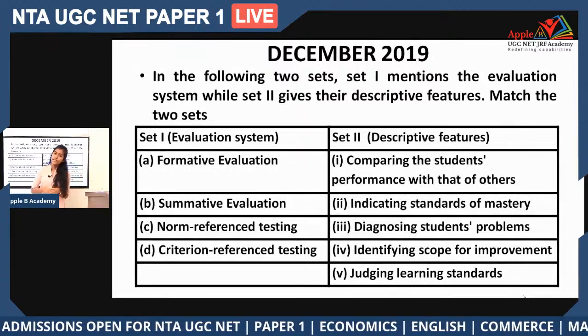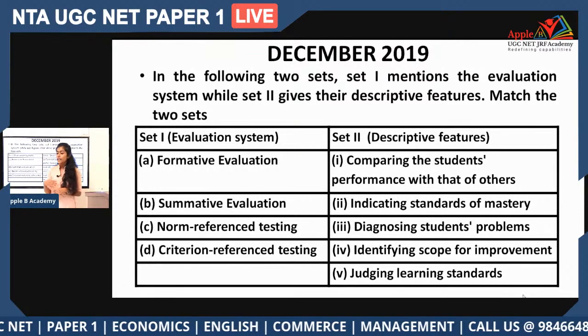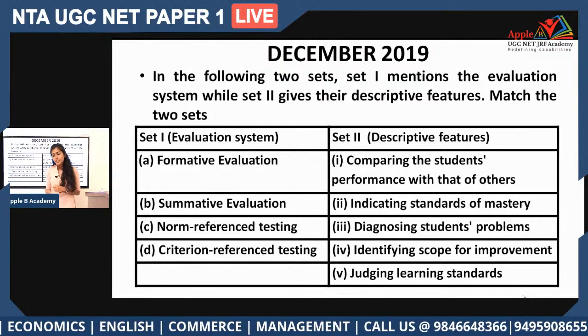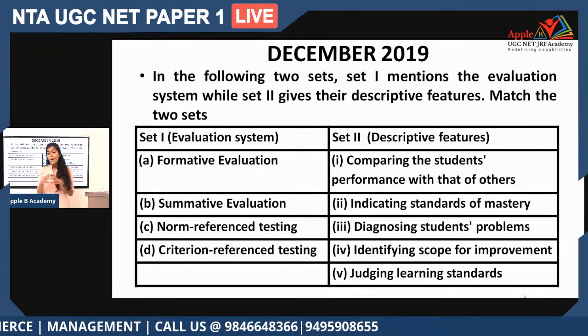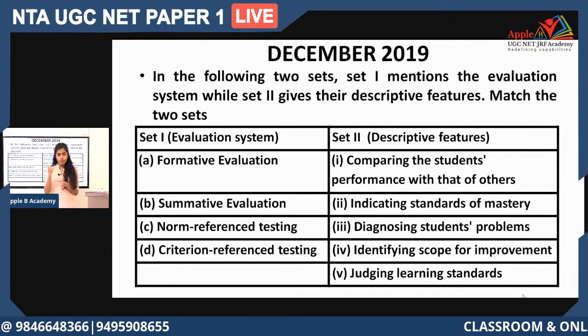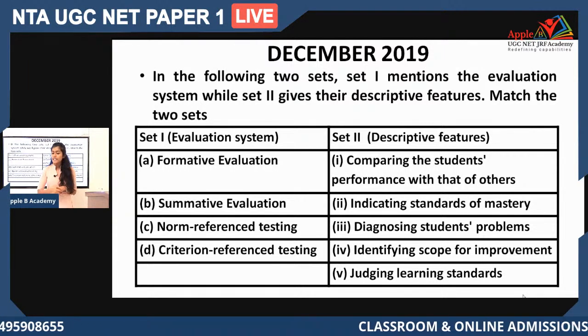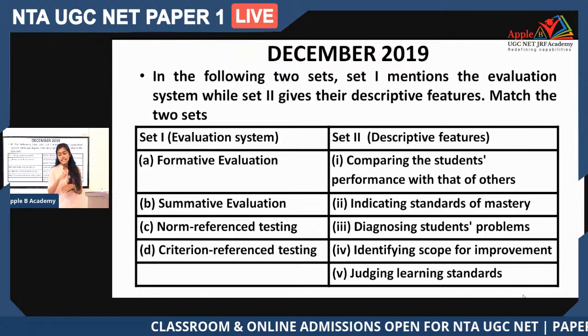Now we have a question that was asked in December 2019, and the question goes like this. The following two sets, set 1 mentioned the evaluation system, while set 2 gives their descriptive features. Match the two sets. So here you have a table, and in the table you have two sets, set 1 and set 2. In set 1 you have the evaluation system, and in set 2 you have the descriptive features.